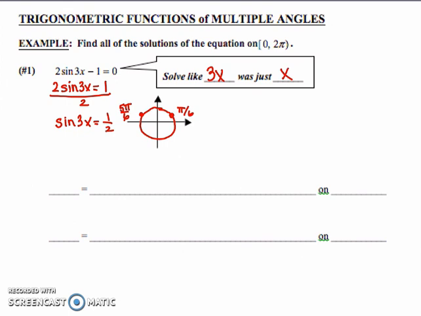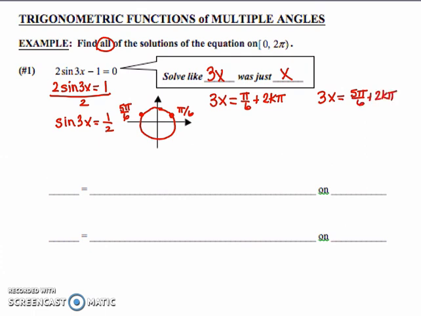But remember, it's not that x equals pi over 6 and x equals 5 pi over 6. It is that 3x equals those. And because we are finding all solutions, we have to add 2 pi k. We can't condense these two solutions because they are not pi units apart. So we're going to have 3x equals pi over 6 plus 2k pi, and 3x equals 5 pi over 6 plus 2k pi.